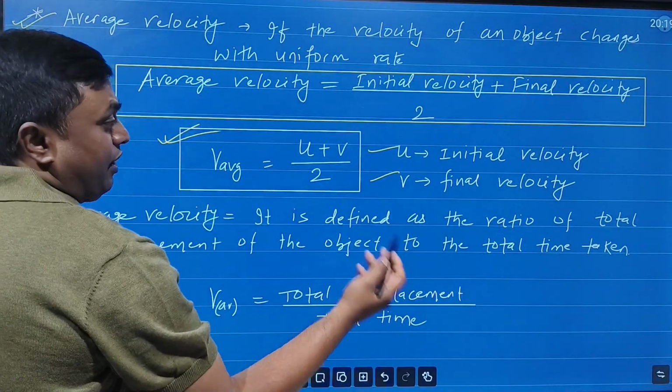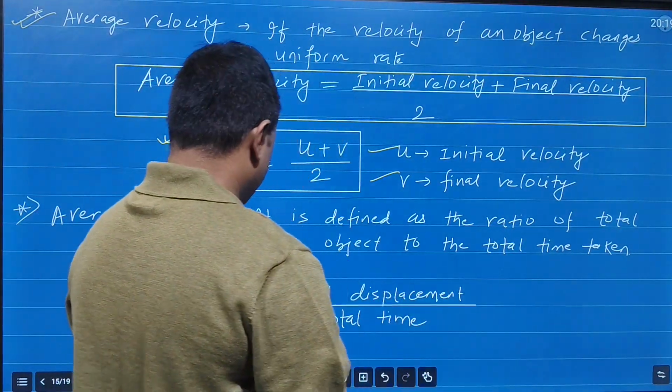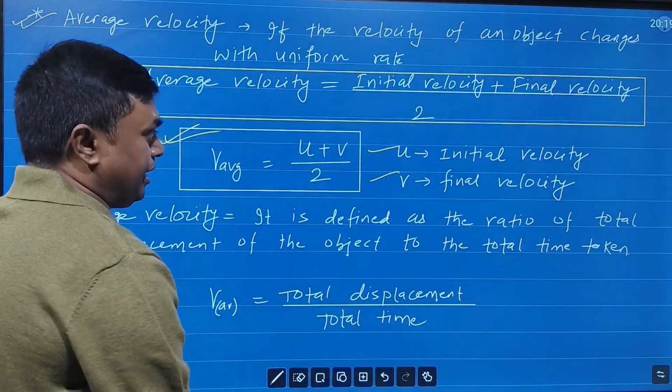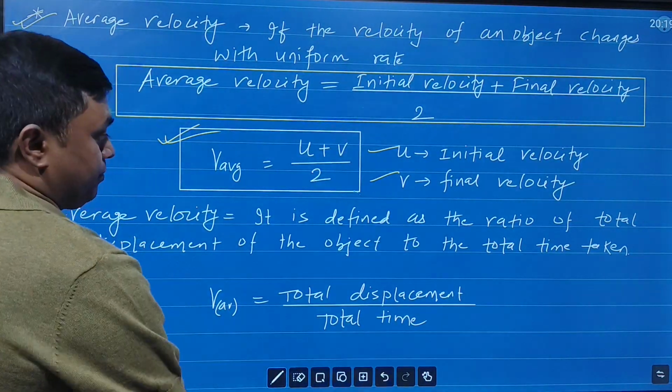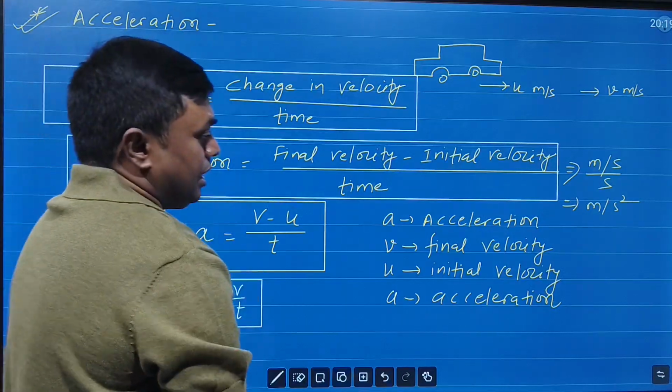So average velocity is defined as the ratio of total displacement of the object to the total time taken. So V average is what? Total displacement by total time taken. Very important concepts we see.